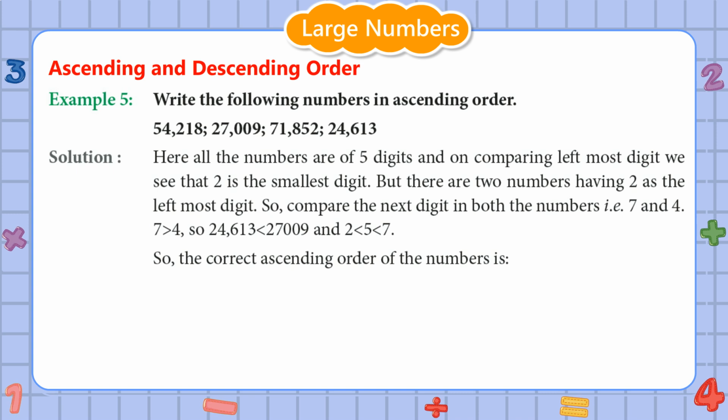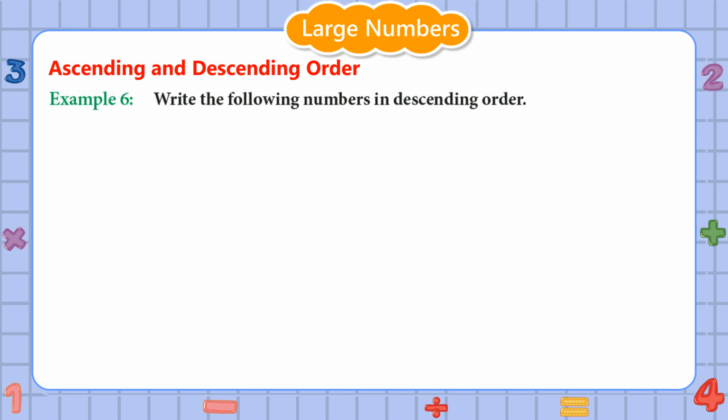So, the correct ascending order of the numbers is 24,613 is smaller than 27,009 is smaller than 54,218 is smaller than 71,852.